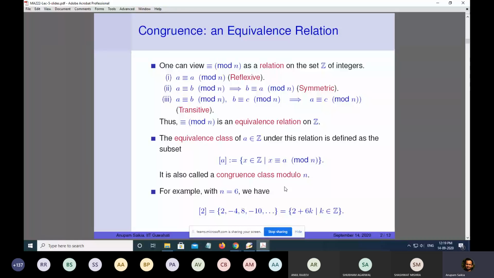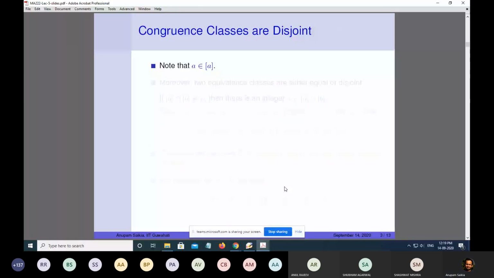An important thing to note is that congruence classes are disjoint. Okay. So let me explain why it is.